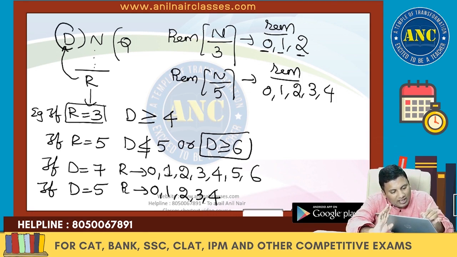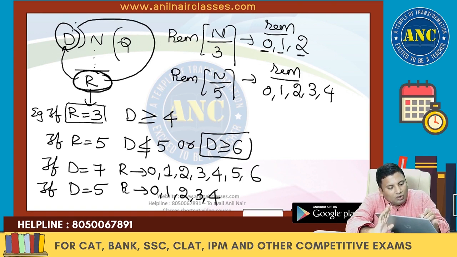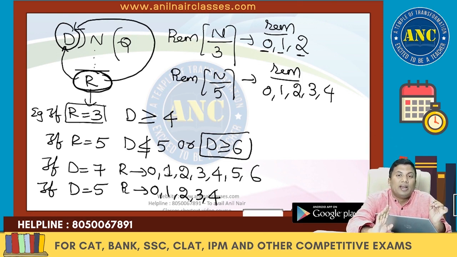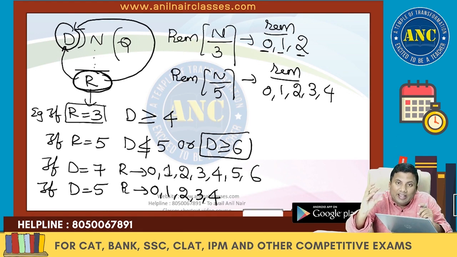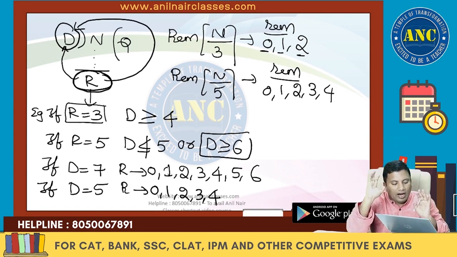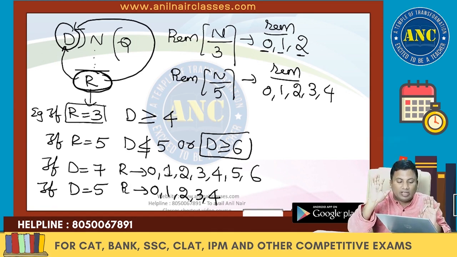If a divisor is given, you can find out all the possible remainders. If a remainder is given, you can find all the possible divisors. Divisor is the number which is dividing the given number. R is nothing but a remainder. Remainder is nothing but remaining. Remaining is nothing but what is left over. Right? So, R and D. This important concept is clear, right?